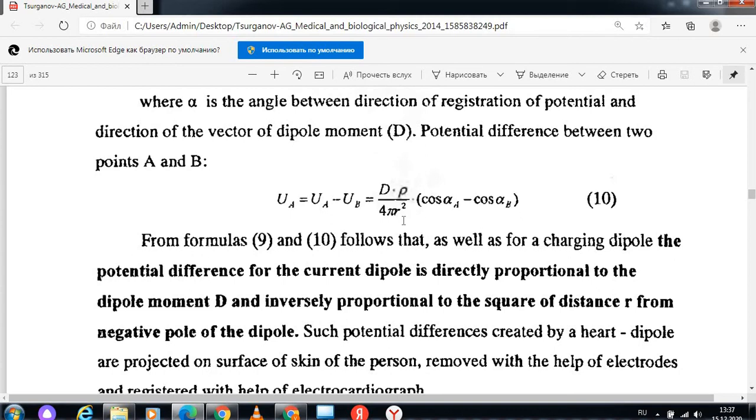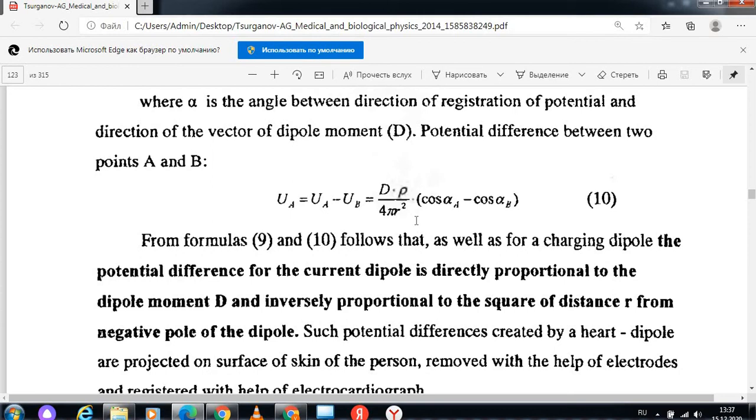From the previous formulas and this one, we conclude that, as for a charging dipole, the potential difference from the current dipole is directly proportional to the dipole moment D and inversely proportional to the square of the distance from the negative pole of the dipole. The square of distance is always in the denominator.